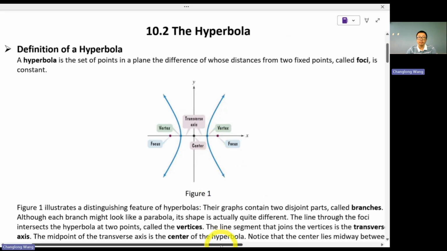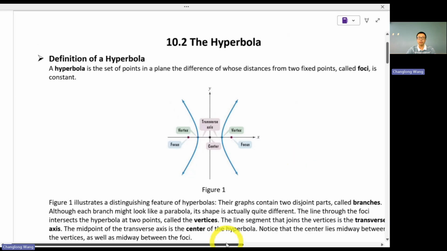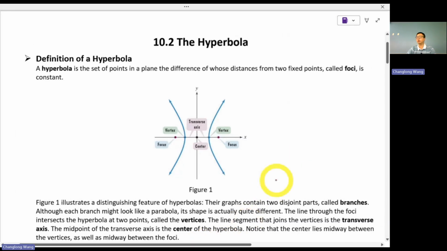Now, you know that in an ellipse, we tend to call it a horizontally stretched ellipse or a vertically stretched ellipse. So in this case, we're going to call it a horizontally opening hyperbola.